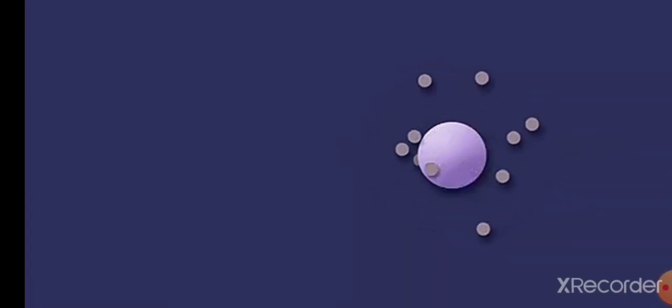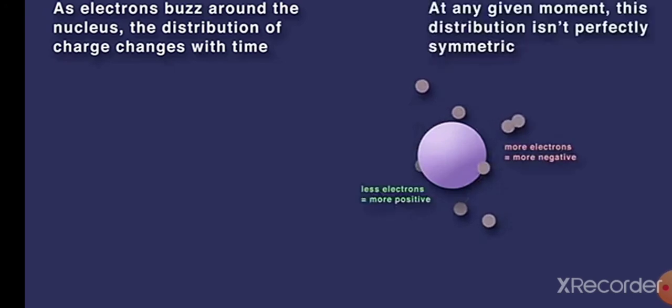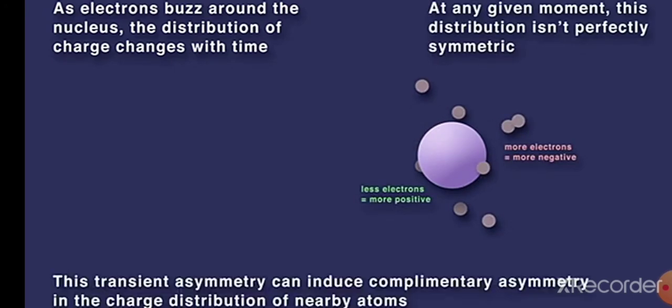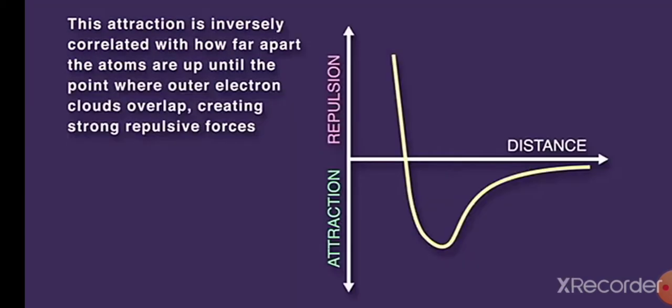Van der Waals interactions exist because as electrons buzz around the nucleus, the distribution of charge changes with time. At any given moment, this distribution isn't perfectly symmetric. This transient asymmetry can induce complementary asymmetry in the charge distribution of nearby atoms and attract those atoms. This attraction is inversely correlated with how far apart the atoms are, up until the point where outer electron clouds overlap, creating strong repulsive forces. This is termed the van der Waals contact distance.